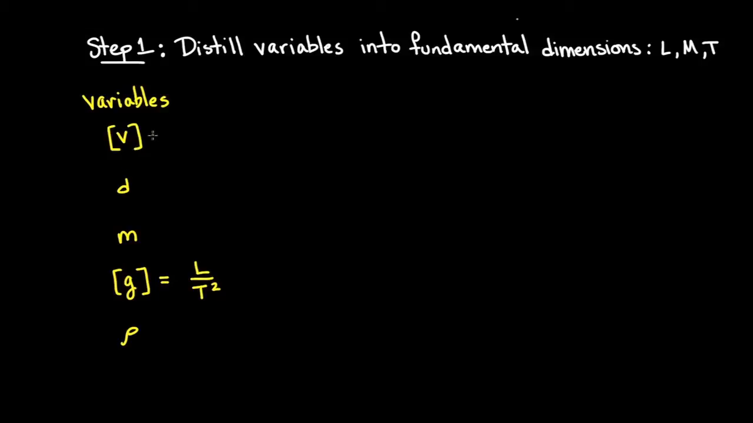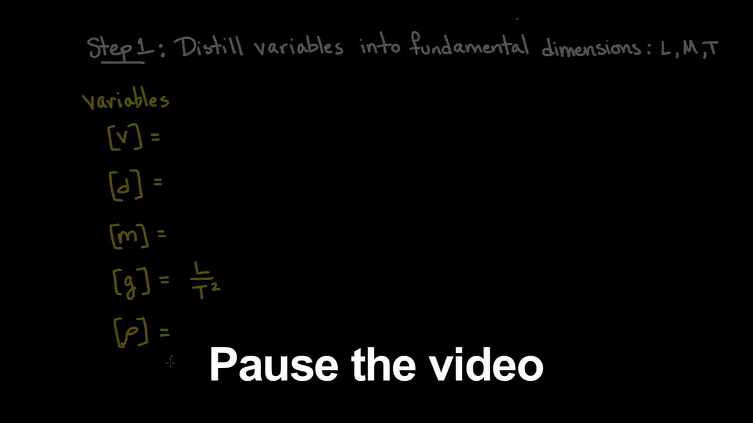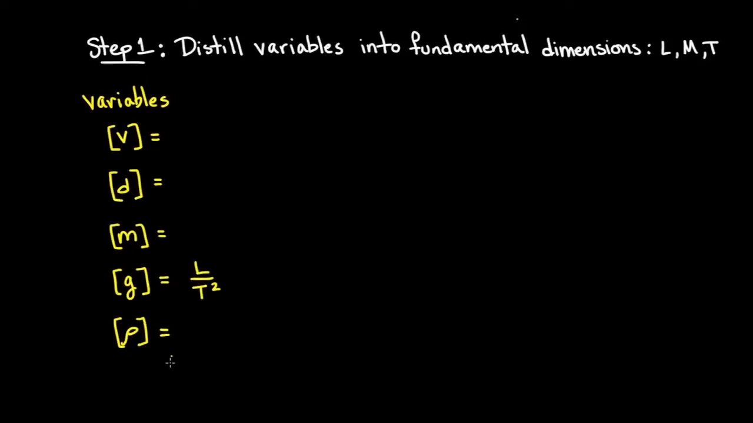Now you distill the remaining variables of velocity, diameter, mass, and density into their fundamental dimensions. Pause the video here. Velocity is length per time. Diameter is length. Mass is mass. And density is mass per length cubed.